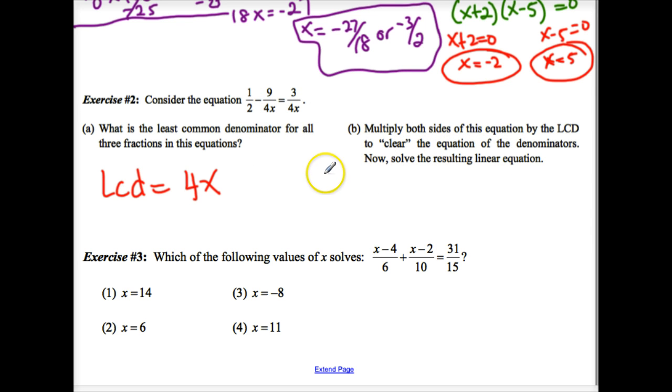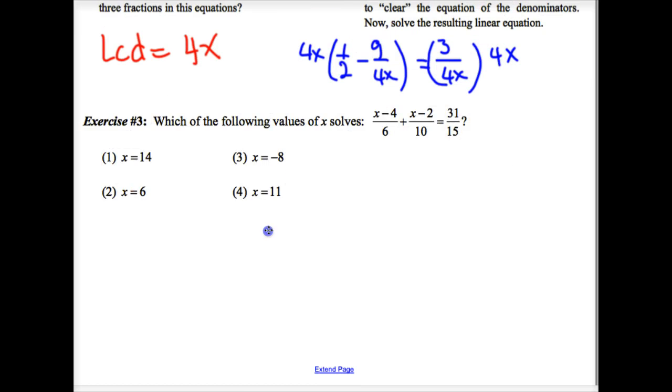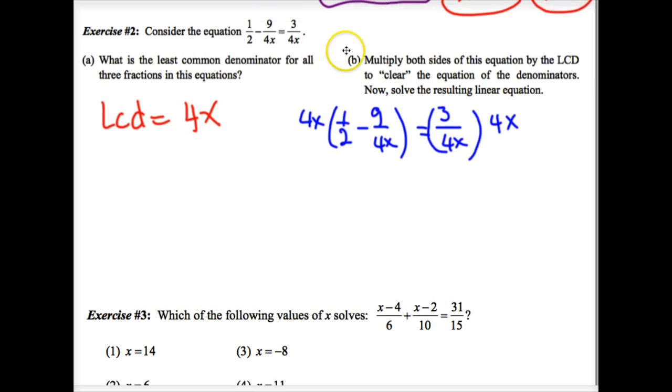So I don't want denominators. So what I'm going to do is multiply everything on both sides by that number. This is going to be multiplied by 4x. So let's just get some space and bring this down. Now when I do this, just like what we were talking about in the earlier lesson, the 2 goes into this 2 times, so I'm left with 2x minus 9 because this cancels off with that. This cancels off with that, and I'm left with 3.